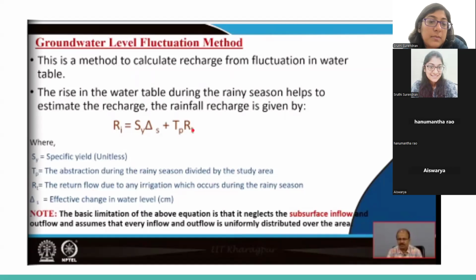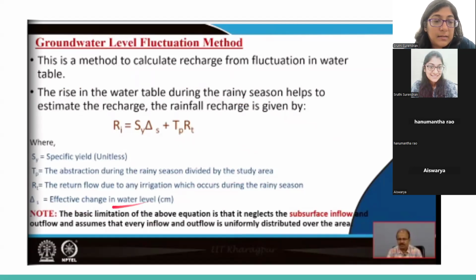Then this term is the product of TP, which is abstractions during the rainy season, divided by the study area. So if you're considering an area, what are the abstractions that are occurring in that area? Abstractions involve all those which are not contributing to the runoff. There is infiltration, depression storage, interception, throughfall. All of that comes under abstractions. Evaporation, evapotranspiration, all of that will be abstractions. So all of the abstractions together divided by the study area is what this TP term represents.